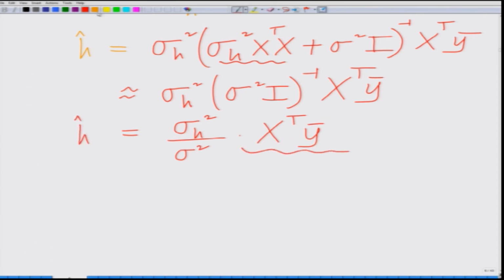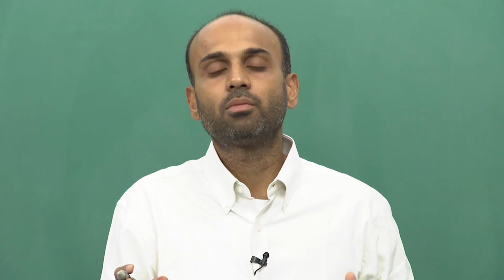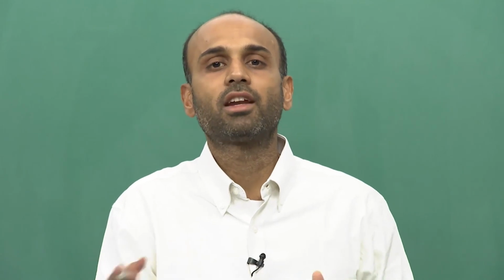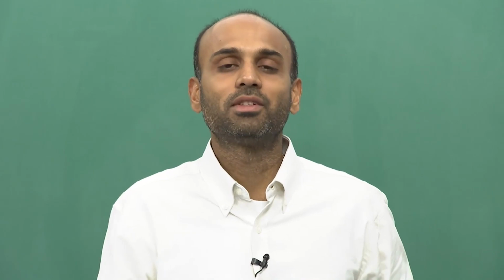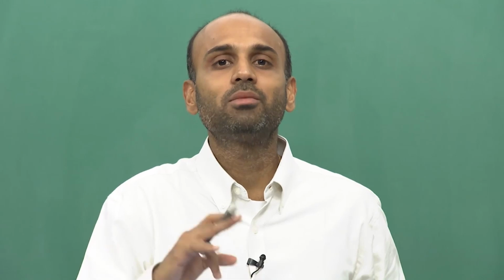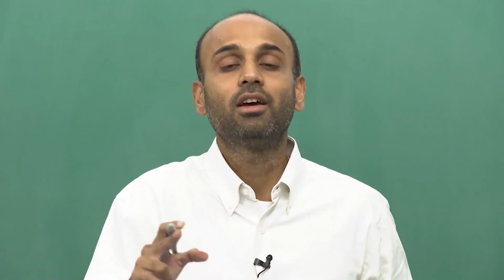This is simply x transpose y bar, this is simply a matched filter, or your MF, because your signal is x. Your y bar equals x h bar plus v bar, you are simply multiplying by x transpose into y bar, and of course a scaling factor, sigma h square divided by sigma square. This is simply your matched filter. So, it is very interesting. At high SNR it becomes the least squares estimator, the LMMSE estimator. At low SNR it becomes the matched filter.